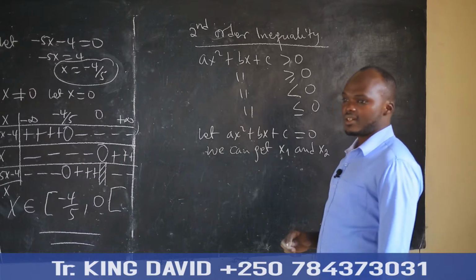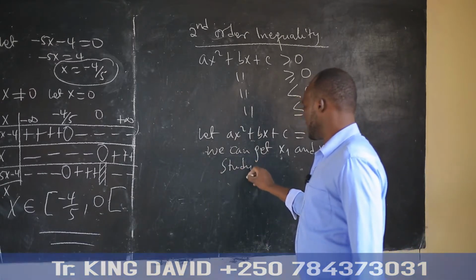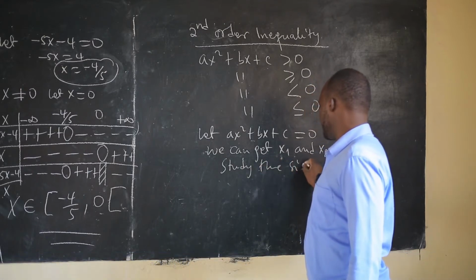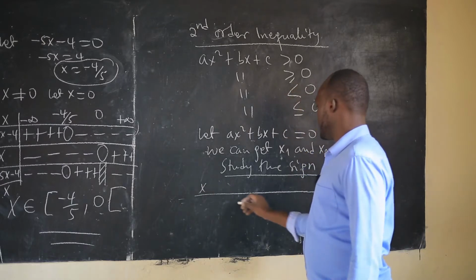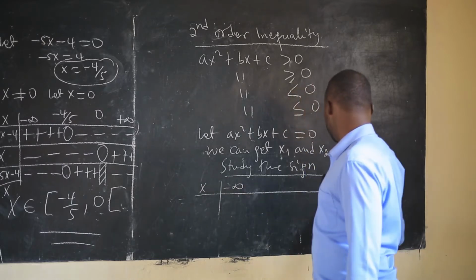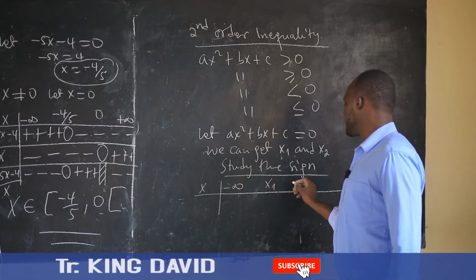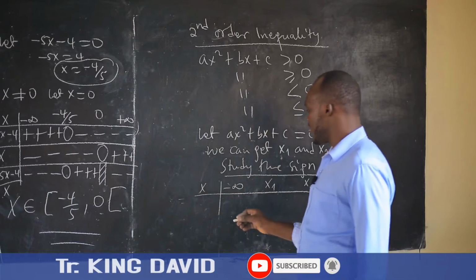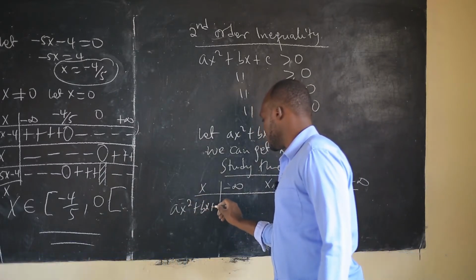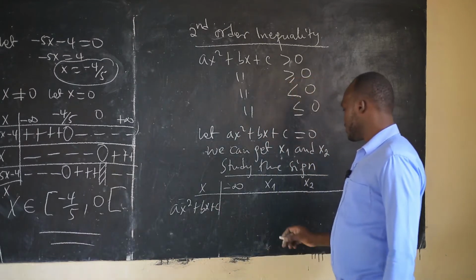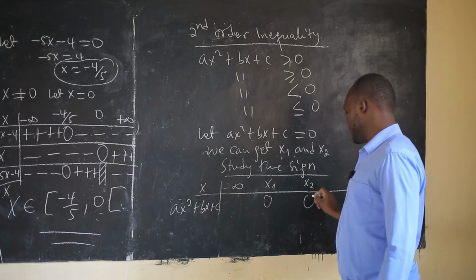After getting x1 and x2, the next step is we study the sign. As we study the sign, we have x from negative infinity to positive infinity. So we have two values of x from the smallest to the biggest. Here we have our equation, ax squared plus bx plus c. When you put this root there, it will give us 0, and even that one will give us 0.